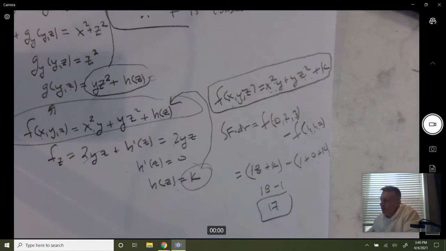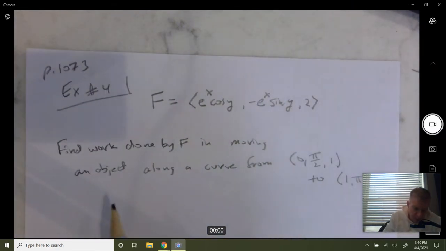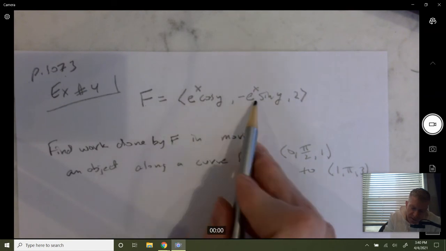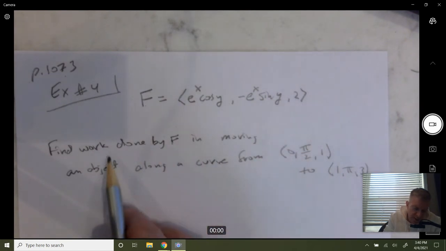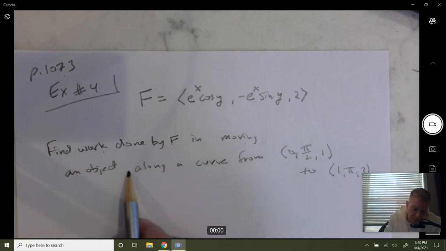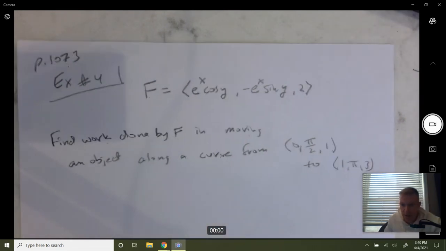Let's look at example 4. You can look at it in your book, but I've written it down on 1073. So your vector field is this. You have just x, y, and a z. Find the work done by F in moving an object along a curve from here to here. Notice it doesn't tell you the curve.